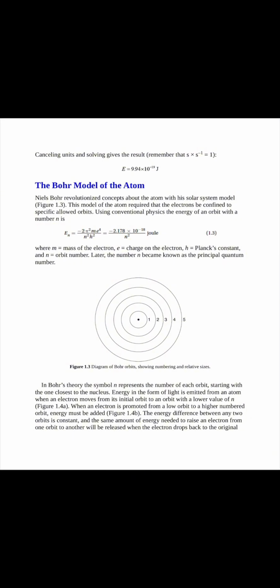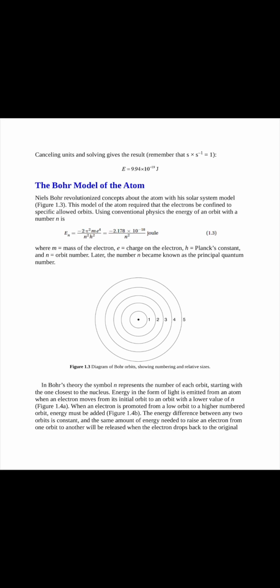Using conventional physics, the energy of an orbit with a number n is given by the formula: energy sub n equals -2 times pi squared times m times e to the power of 4 divided by n squared times h squared, which equals -2.178 times 10 to the power of -18 divided by n squared joules, where m is the mass of the electron, e is the charge on the electron, h is Planck's constant, and n is the orbit number.